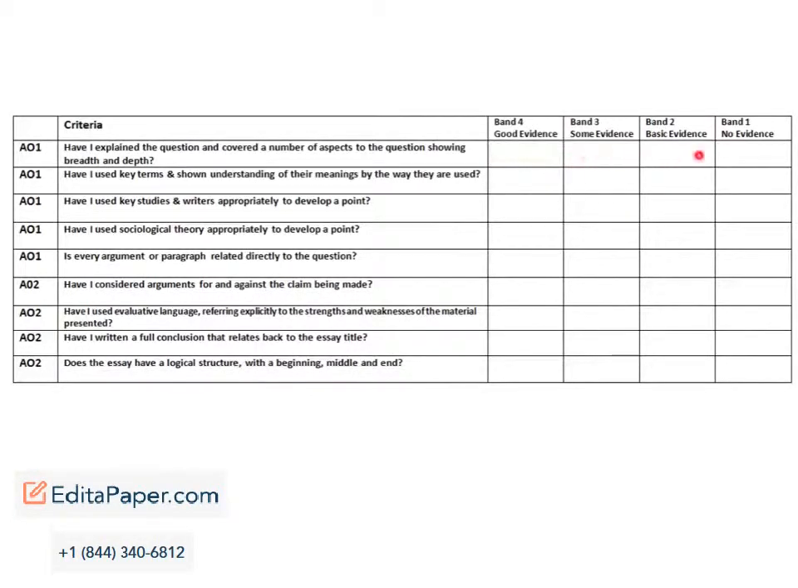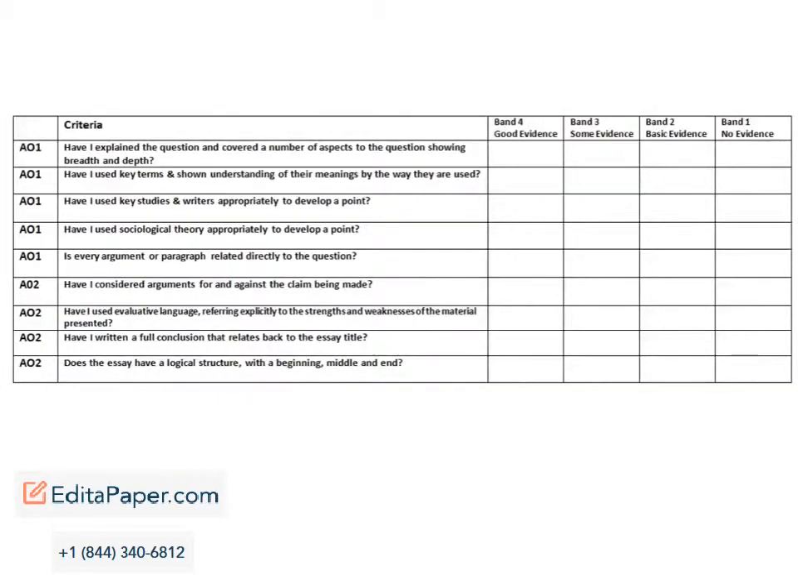And this banding system, basically to get an A or a B, you need to provide good evidence of most of these things. A C or a D answer would have some evidence of these criteria, and a grade E answer would have only basic evidence. And of course, if your answer really doesn't provide very much evidence of any of these criteria, then you're going to get an ungraded. And in light of this, I think we can identify 6 golden rules for writing an effective sociology essay.